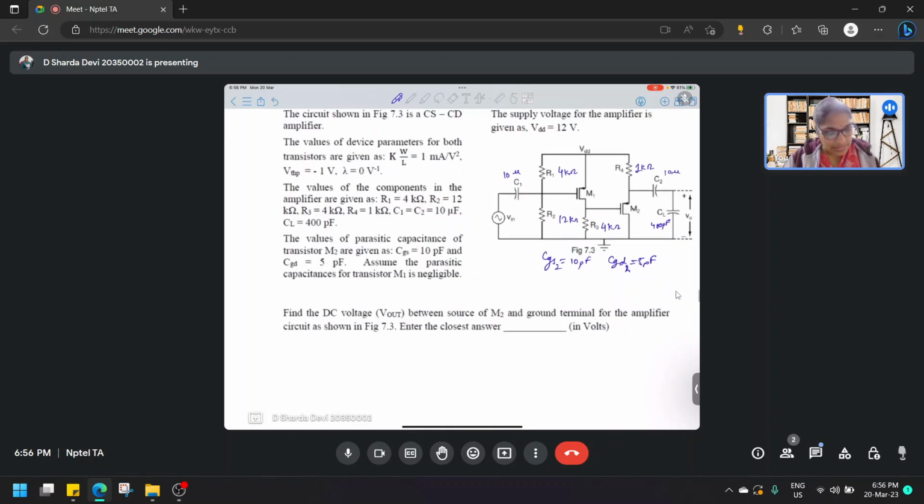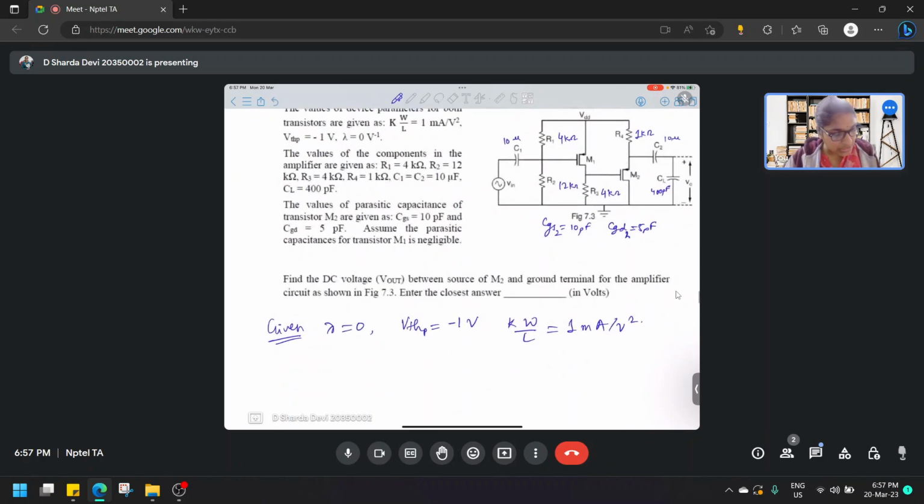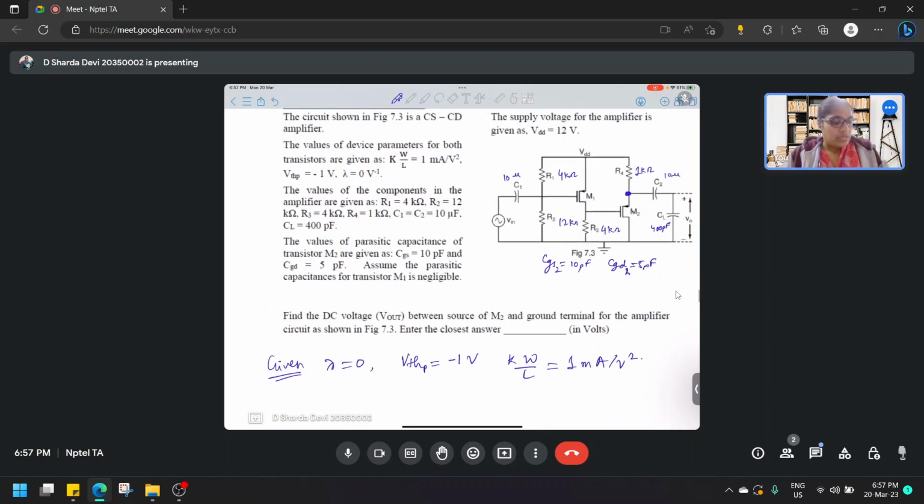This is all it says, and with this it is given that lambda is 0, which is very good, and VTH is given minus 1 volt. Minus 1 why? Because these are PMOSes. And k W by L is going to be 1 milliampere per volt square. Now the question is, find the DC voltage, that is to say output voltage, between source to ground terminal. Yes, we have to find this output. How do we find this output? What is the thought process for this?